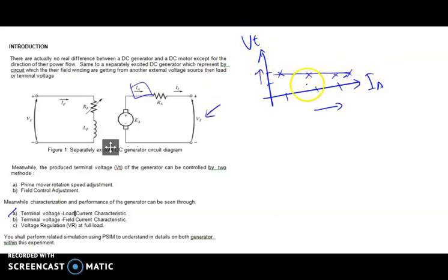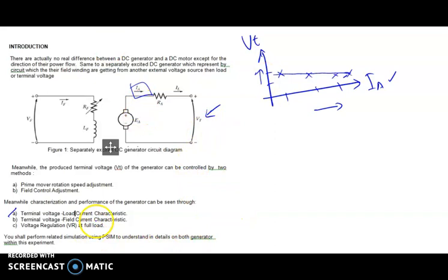It is an expectation from our theory that once we increase the load, which is this IA, at the same time our terminal voltage will drop. So this is the voltage regulation of our generator. The higher the IA, the lower VT becomes and it will drop. So terminal voltage versus IA is the first graph you need to produce.